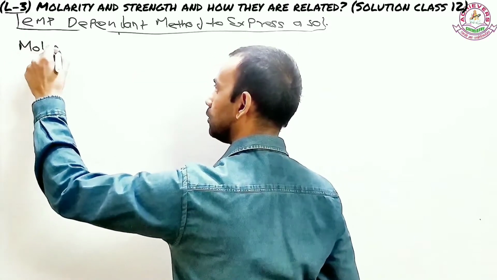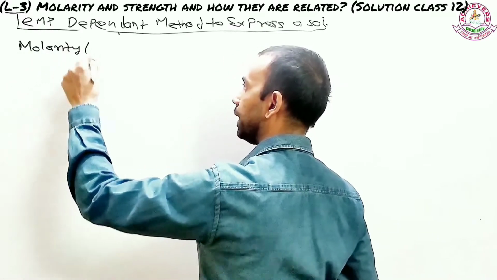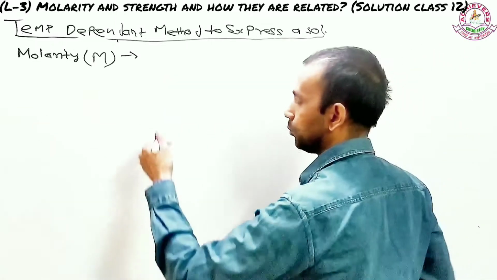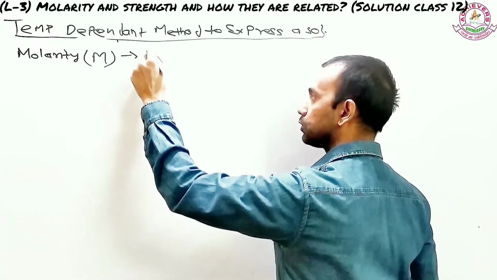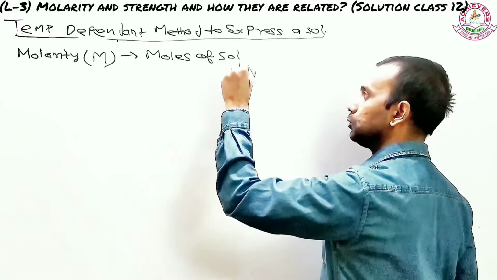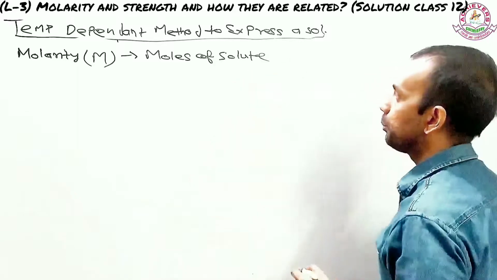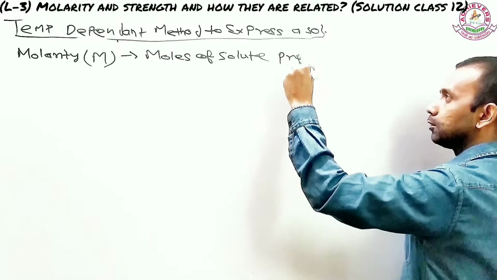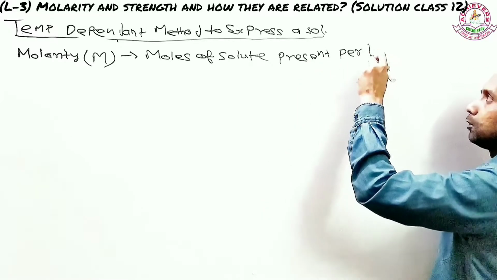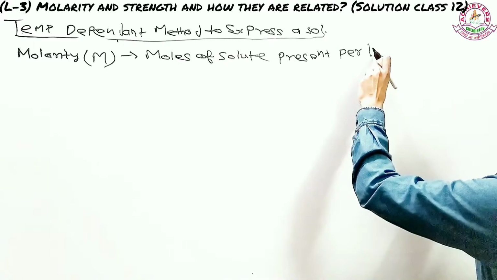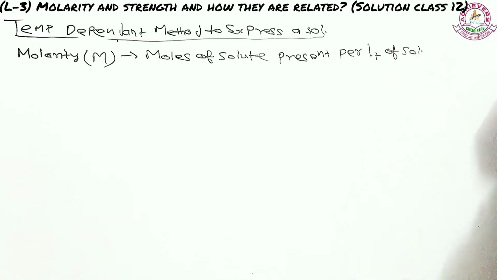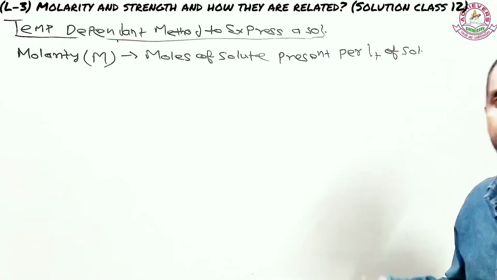Molarity is denoted by M. You can denote it by capital M. So molarity can be defined as moles of solute present per liter of solution. Per liter, this represents L of solution. So in short, this is the definition, but we need to make it mathematical because this is a numerical part here.